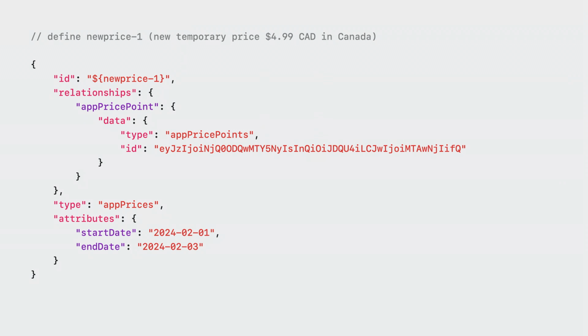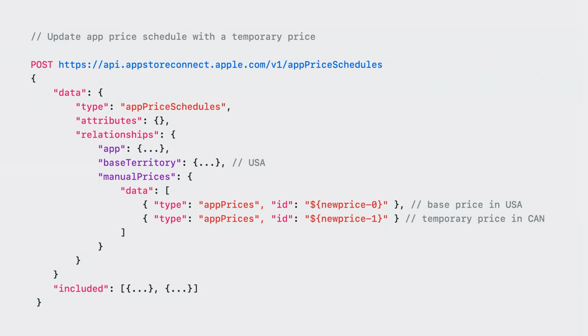To define a temporary price in Canada, I will link it to a Canadian price point and set the start and end date. Coming back to the request entity, I will include the two menu prices I defined and send the payload to the Post App Price Schedules endpoint.